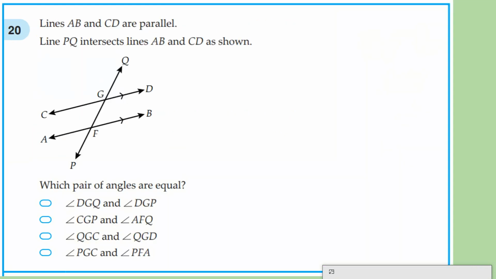Lines AB and CD are parallel. Line PQ intersects line AB and CD as shown. Which pair of angles are equal? DGQ and DGP. DGQ, so they're saying this one. And DGP.